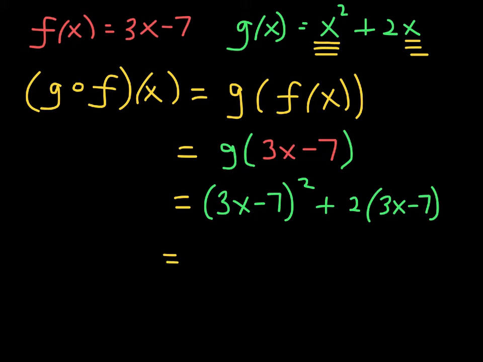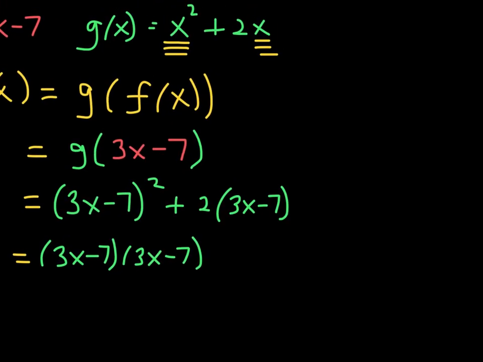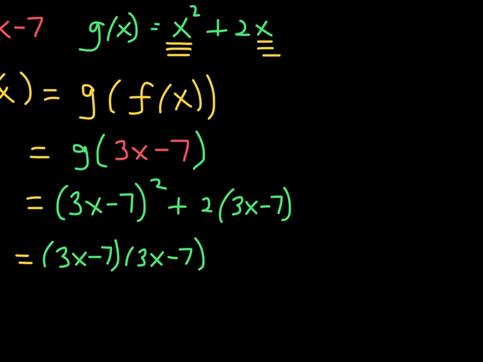All right. So 3x minus 7 quantity squared, we know that means 3x minus 7 times 3x minus 7. I think I need to move this over a little bit that way. All right, cool. So let us, while we're here, distribute this 2.